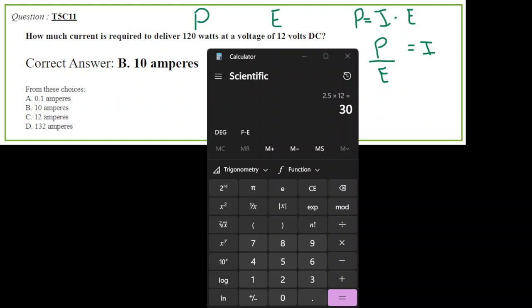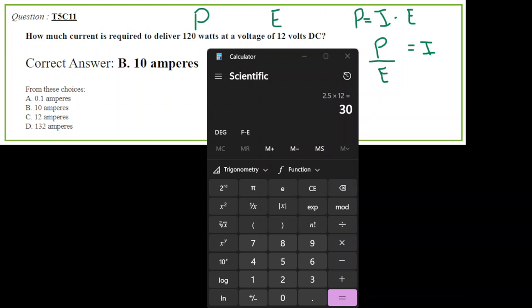Use a little bit of algebra. If you look to the right side, I put P equals I times E, because everybody loves pi. They gave us power, and they gave us E, the electromotive force or voltage. So we need to isolate I, the current. So you divide both sides by E. That takes away the E on the right side and puts it on the left side as division.